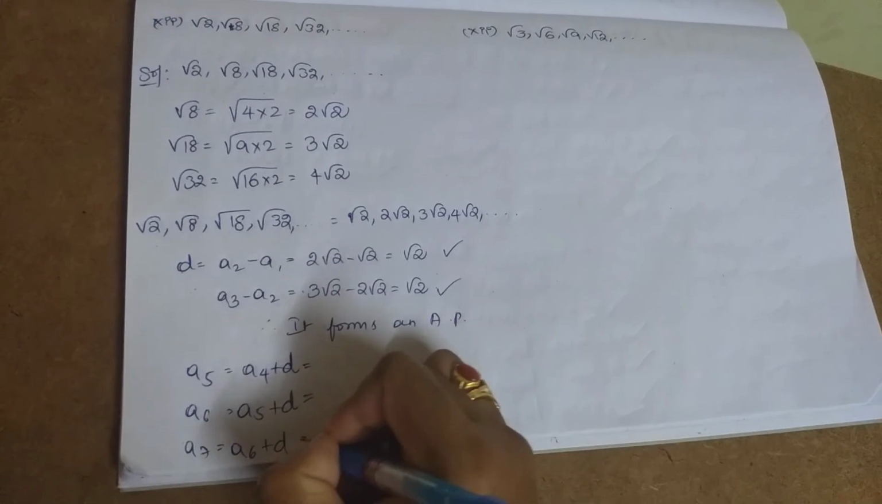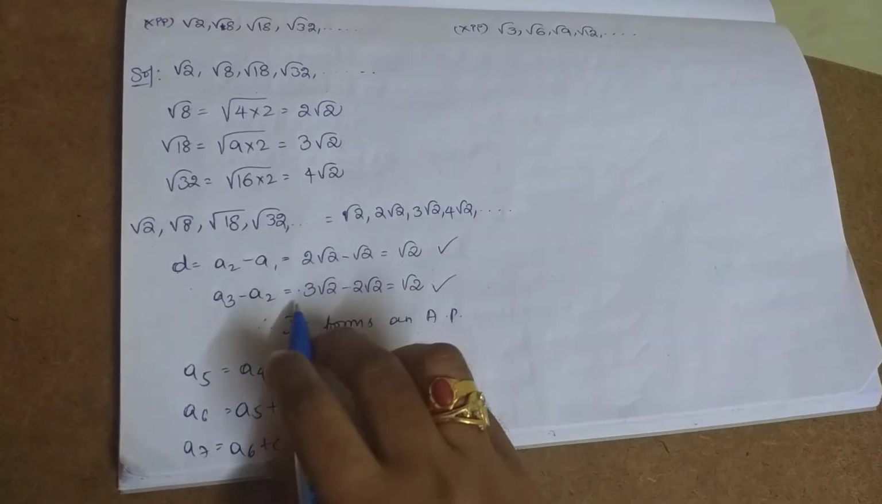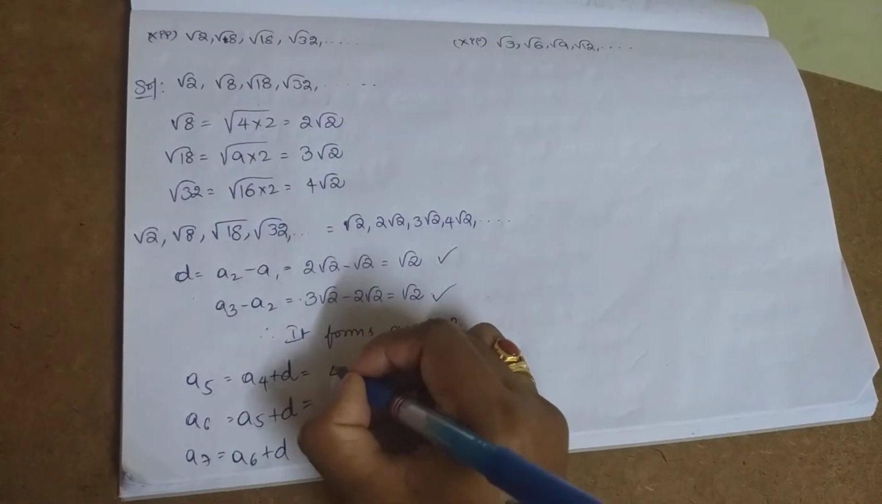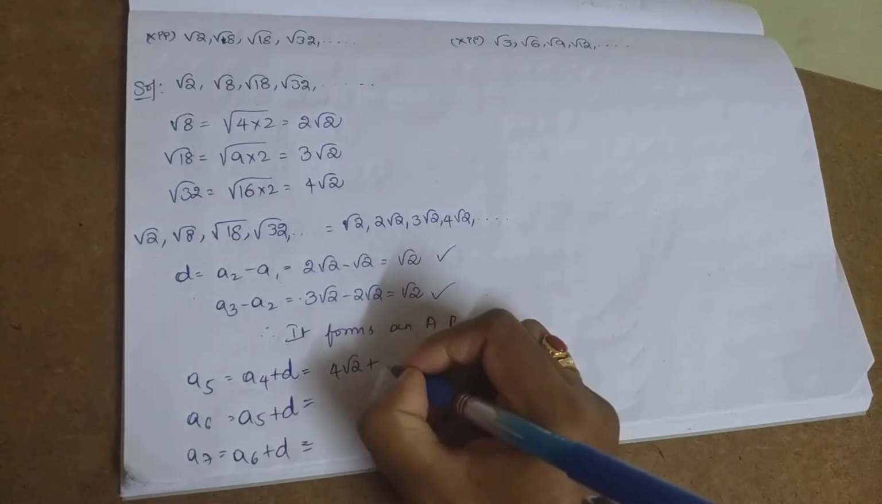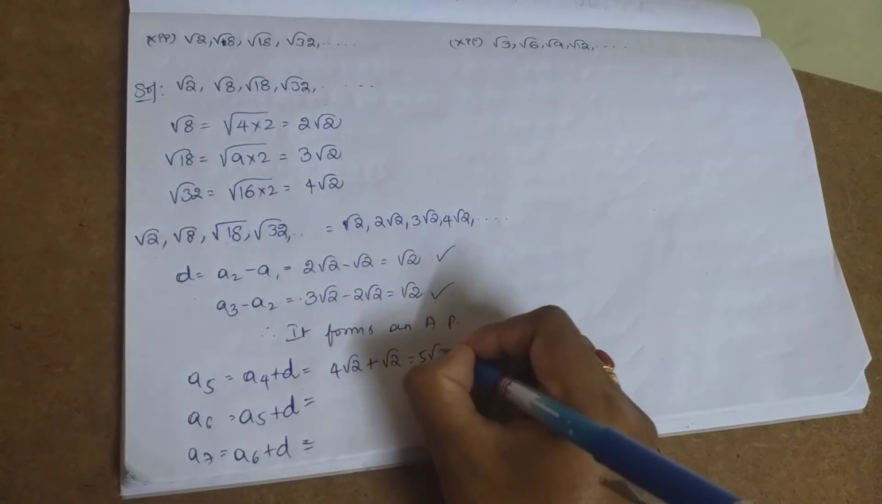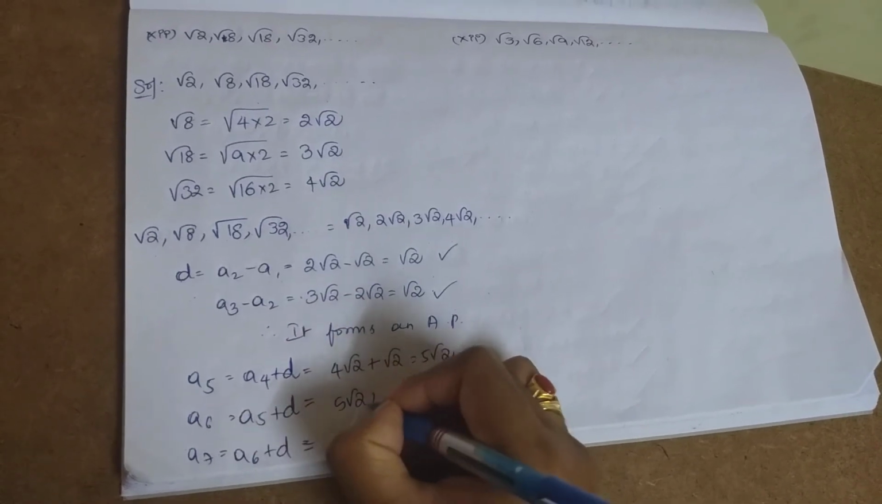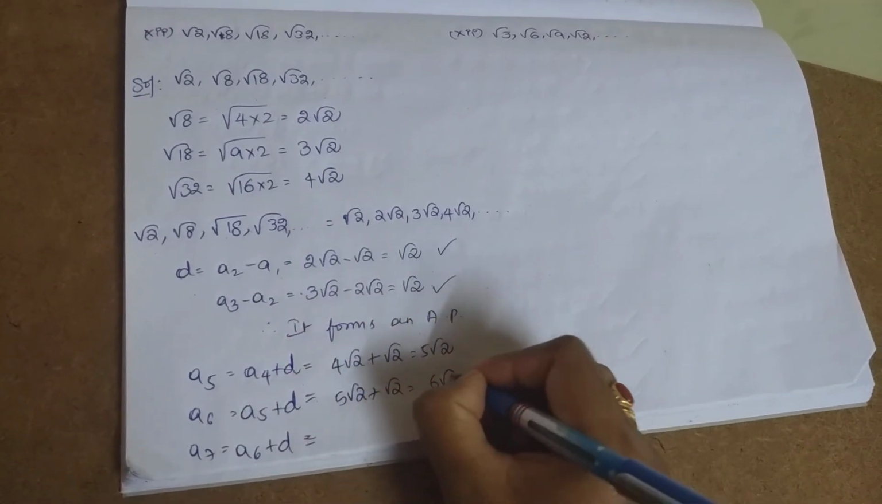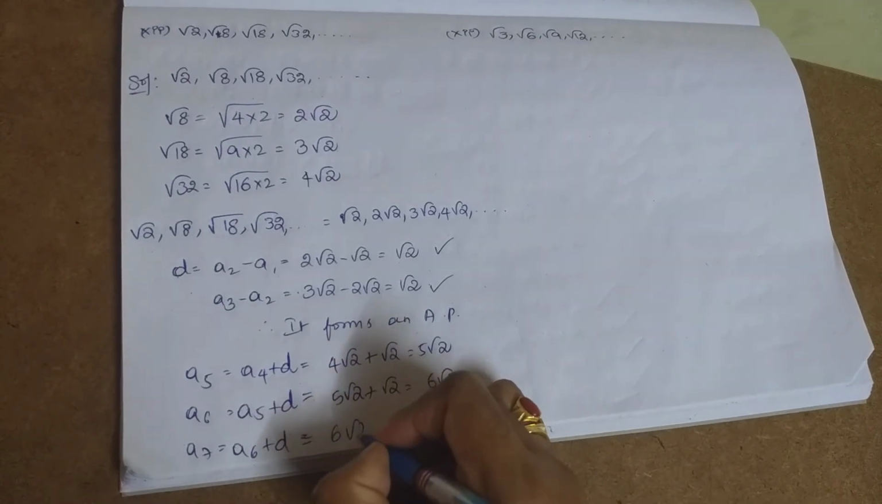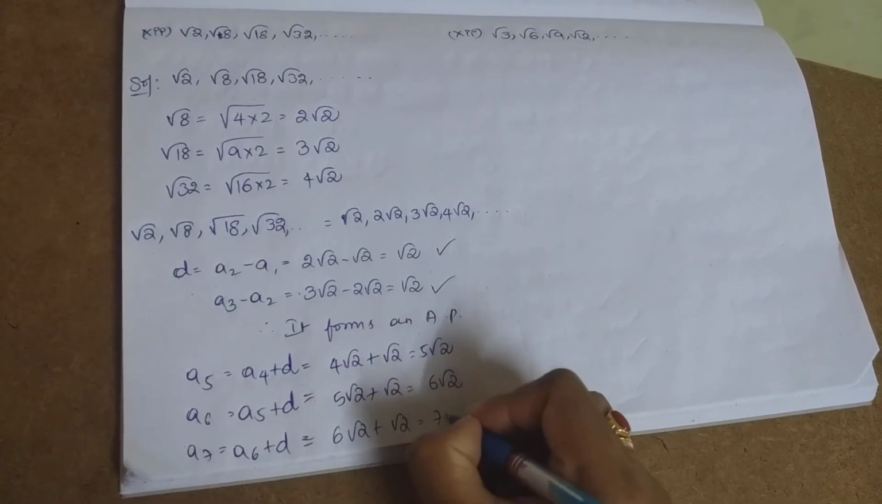So here, what is a4? a4 is 4 root 2, plus common difference root 2, we get 5 root 2. Again, what is the 5th term? 5 root 2 plus root 2, we get 6 root 2. The 6th term is 6 root 2 plus root 2, we get 7 root 2.